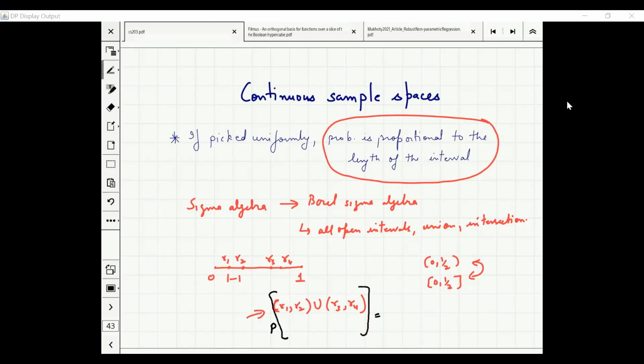Probability of R1, R2 plus probability of R3, R4. What will be the probability of R1, R2? R2 minus R1, plus R4 minus R3. And if you just double the interval, you just normalize, you divide by 2 and things like that. That's how practically you would be using the continuous sample space almost all the time. Is there any question?